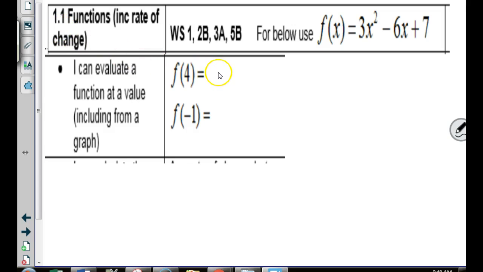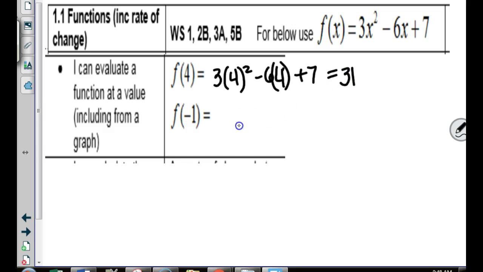It asks you to evaluate a function, sometimes from a graph and sometimes from an equation. So what does this mean to do, guys? Yeah, just put in a 4. People will get this wrong because they try to do it in their head. They do 3 times 4 is 12 and square it. That's not right. You have to square first. 16 times 3 is 48, minus 24 is 24, plus 7 is 31 maybe?